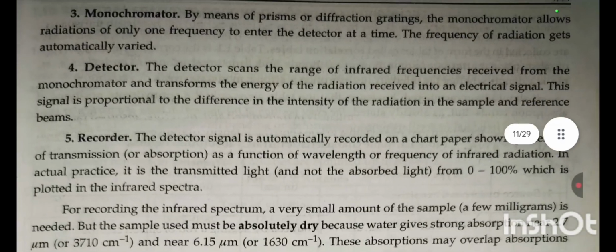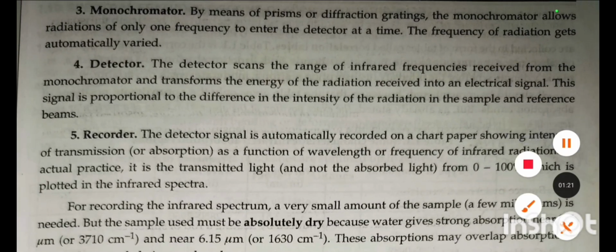Monochromator. By means of prisms or diffraction gratings, the monochromator allows radiation of only one frequency to enter the detector at a time. The frequency of radiation gets automatically varied. Detector. The detector scans the range of infrared radiation frequency received from the monochromator and transforms the energy of radiation received into an electrical signal. This signal is proportional to the difference in the intensity of radiation in the sample and reference beams.